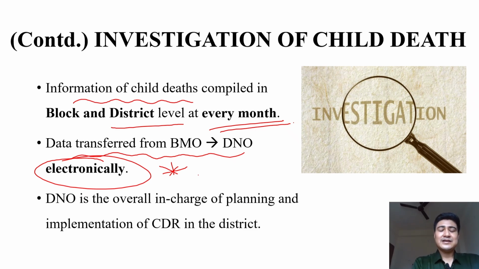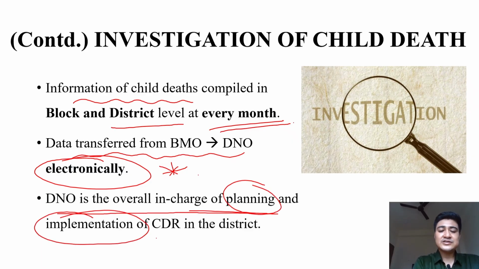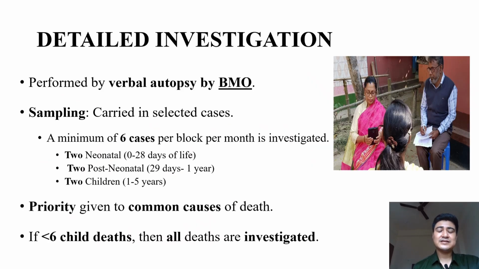Then, after all the information of a particular block has reached the district nodal officer, the district nodal officer is the overall in charge of the planning and implementation of child death review in the district. After going through all the information of child deaths in the district, the nodal officer will select a particular block for investigation. This is the detailed investigation.